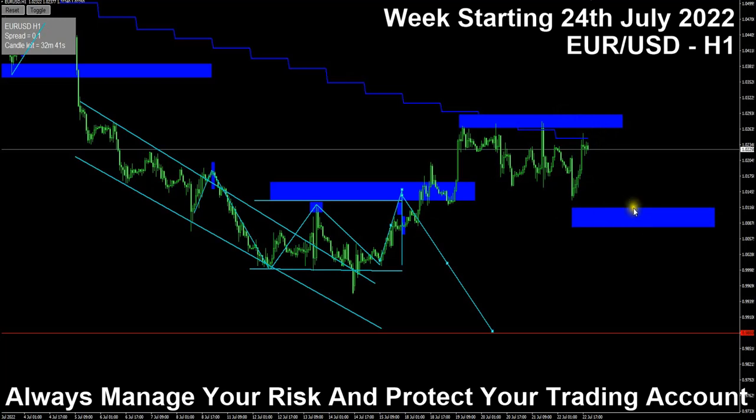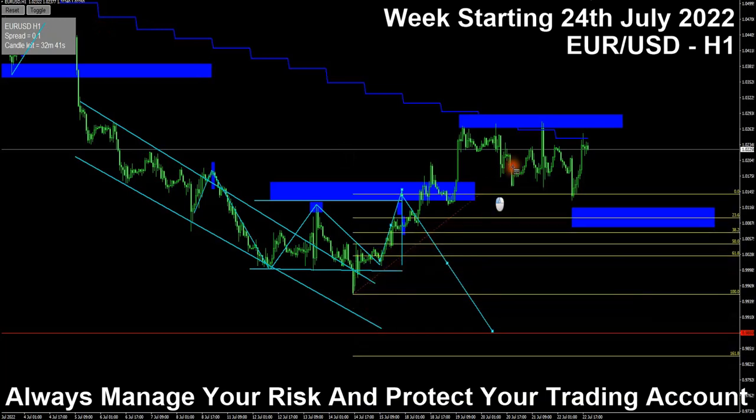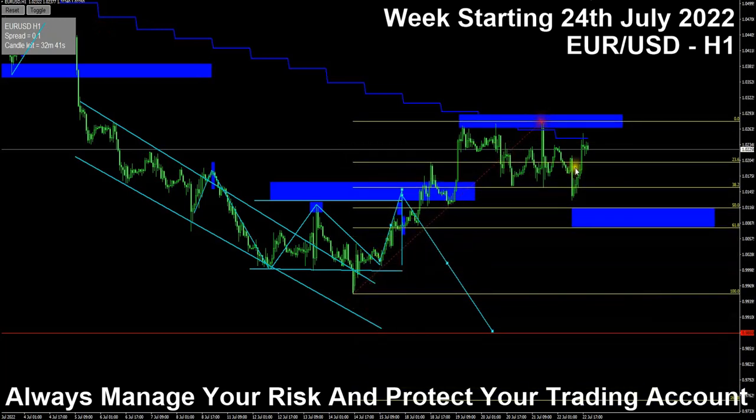Now I've plotted this zone down here. Price didn't quite reach this area last week, but this is the area that I would like to see price get to. And there's an interesting reason for this. If we take the last low and take it up to the high, you'll see that this is the 50 to the 61.8 Fibonacci retracement area.